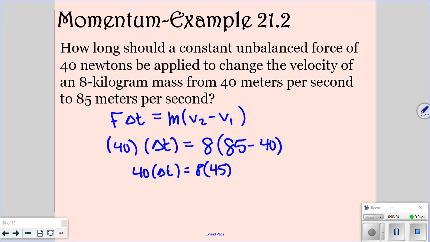And I get my change in time was 9. And I only have one sig fig from all of my numbers up there, so the change in time is just 9 seconds. And so that's how you can use your formulas. So again, you want to put those on your formula sheet so that you don't have to memorize them, because there are a lot of different ones, and it just depends on what they give you as to which formula you're going to want to use.